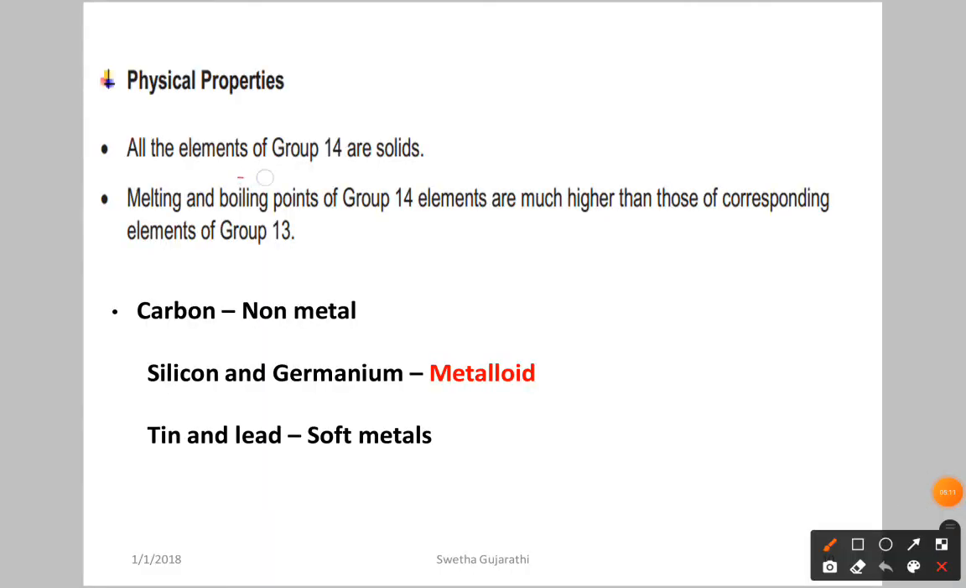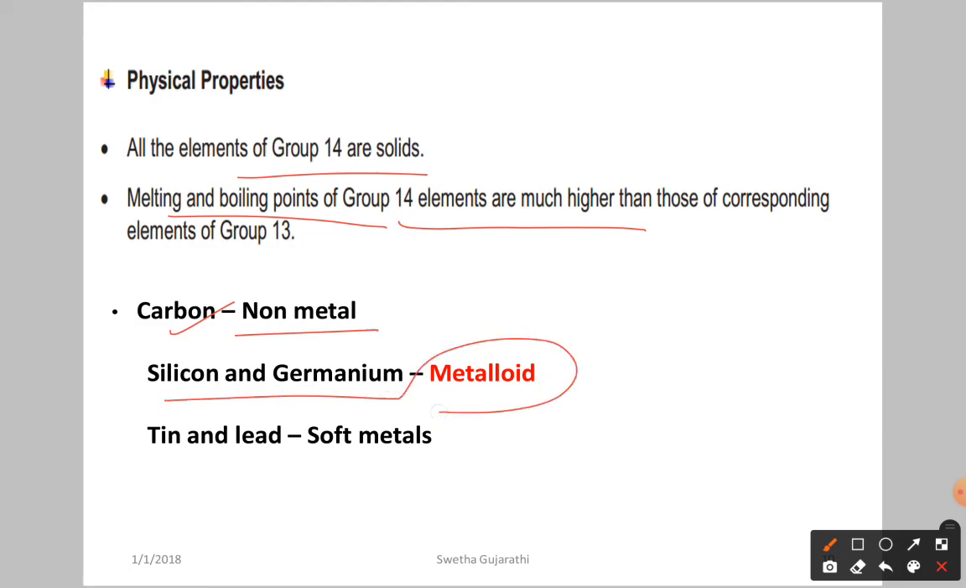Now physically all are solids. The melting point and boiling point of group 14 elements are much higher than those of group 13 elements. Here carbon is a non-metal, silicon and germanium are metalloids, and tin and lead are soft metals.